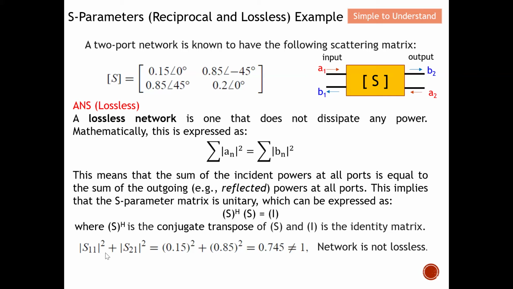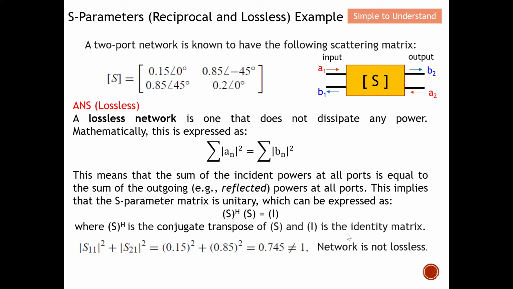If we take these waves, we will be able to know whether it is lossless or not. From here, you can see that S11 is 0.15, I just need the magnitude. Again, S21 is 0.85. When I compute, this is less than 1. If it's 1, it will be declared lossless. When it's less than 1, it means I have loss, about 0.2 something. So from here, I conclude that the network is not lossless.